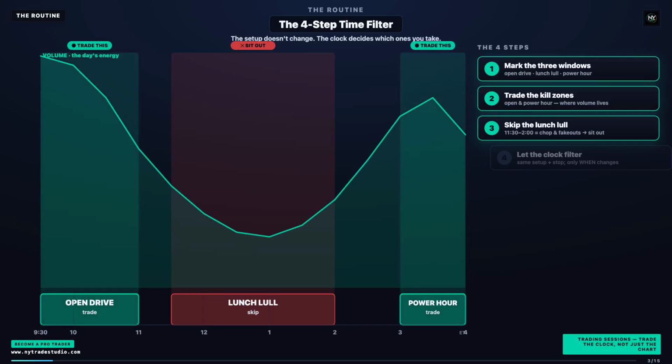Step 4. Let the clock filter your setups. Here is the key: your actual setup never changes. Same entry, same stop, same target. The only thing the clock decides is whether you are allowed to take it. Green window, you go. Dead window, you wait. That one filter is the difference between a coin flip and an edge. Mark the windows, trade the kill zones, skip the lull, let the clock filter. Now let's run it on 5 real days and follow 3 very different traders through each one.